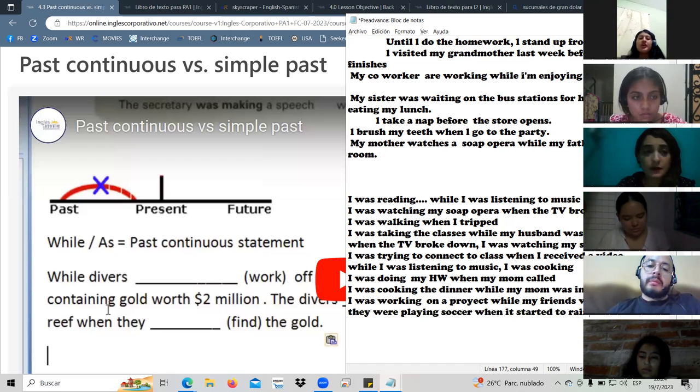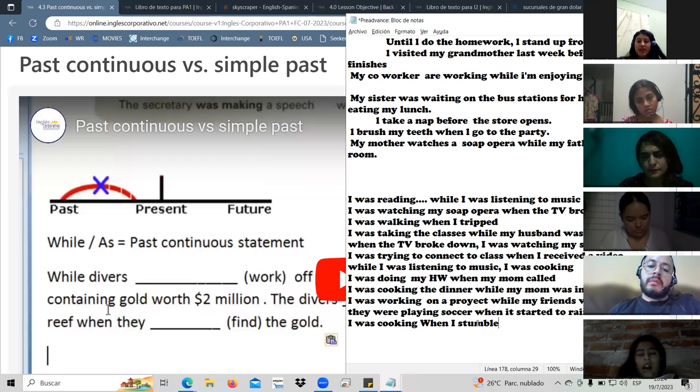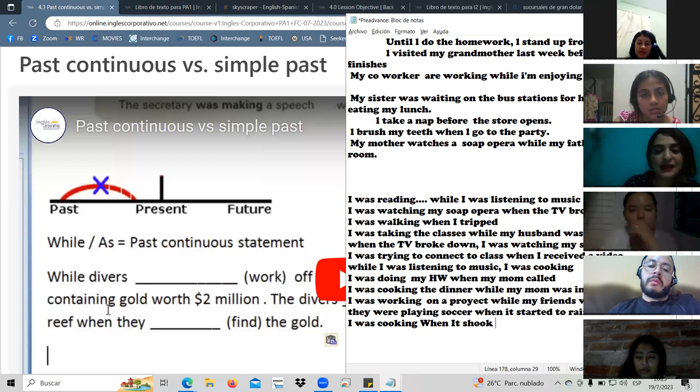Okay. I was cooking when I stumbled. How do you spell that verb? Ya ocuparon un montón de cooking, vea. But it's okay. I was cooking when I stumble. Stumble is not it. Ah, pero usted se movió o cuando tembló. Ah, eso no se dice when I, sería entonces, when trembled. Okay. O when it shook. O temblar, dice usted, de temblor, ¿verdad?